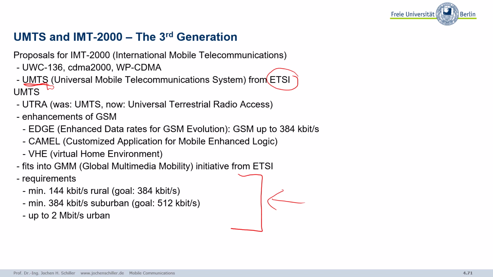Now for marketing it's better to say universal, because as we'll cover later, there was really a fierce fight going on about patents when it comes to UMTS. UMTS was also seen as an enhancement of GSM. So, well, Edge, we'll talk about this. Edge can be seen in this context, enhanced data rates for GSM. That's GSM up to 384 kilobit per second.